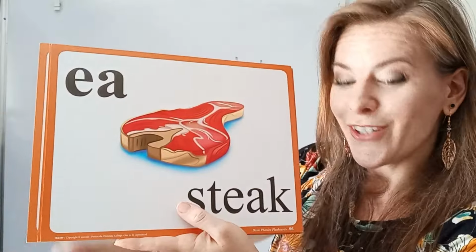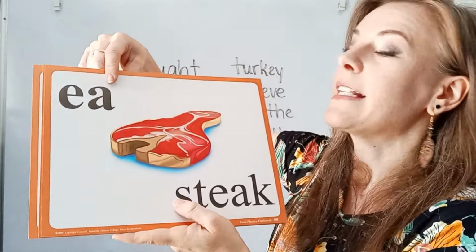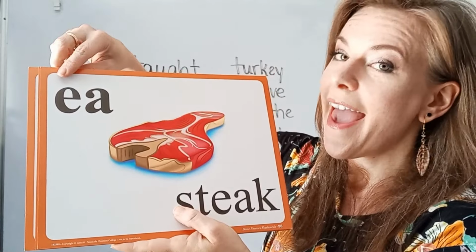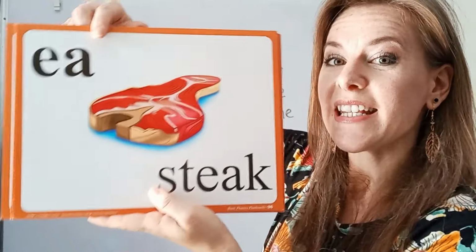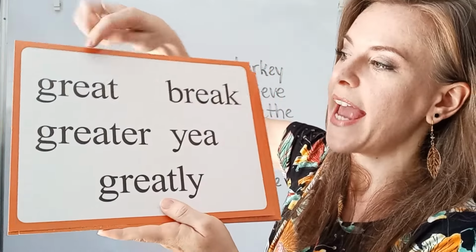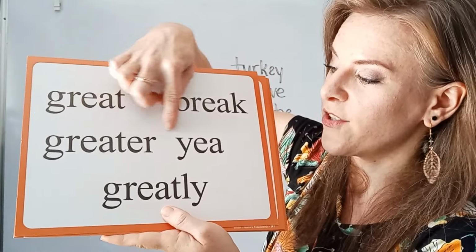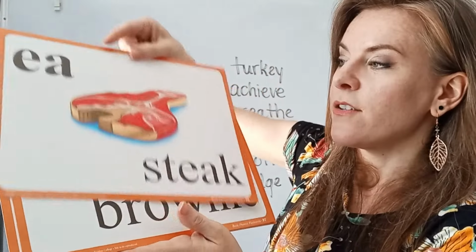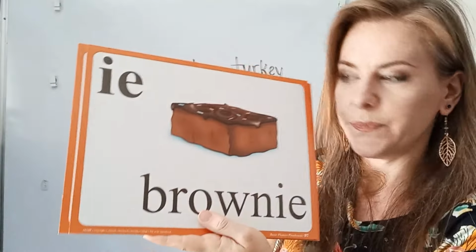And there's a third EA special sound, which is the A in steak. So it can say E in leaf, which is a long E. It can say E in thread, which is a short E. And it can say A in steak, which is a long A sound. So here we have EA that says A: great, break, greater, yay, and greatly. So EA can say A in steak as well.